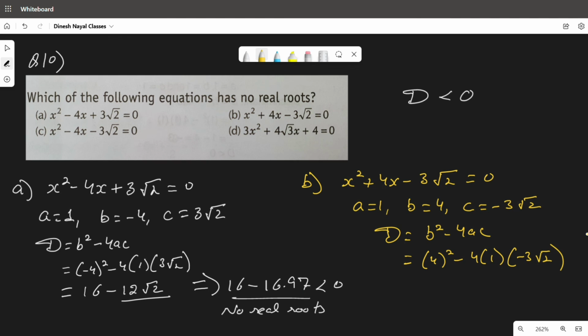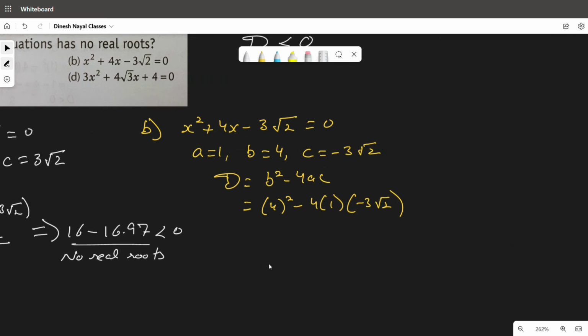So this is equal 16. See, 4 square is 16. And this will be 16 minus 4, this will be 12 into root 2. Now we see 16 plus 12 root 2 will give you a positive value only. So this is greater than 0. Hence the roots are real and distinct. Distinct real roots, but this is not what we have to find. So B is not the answer.